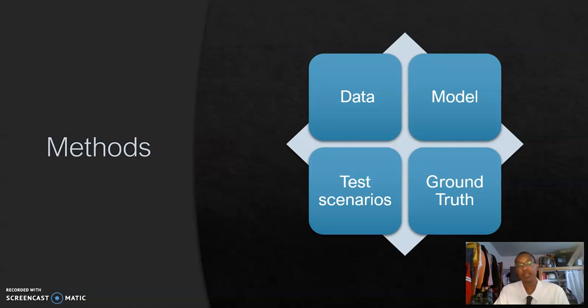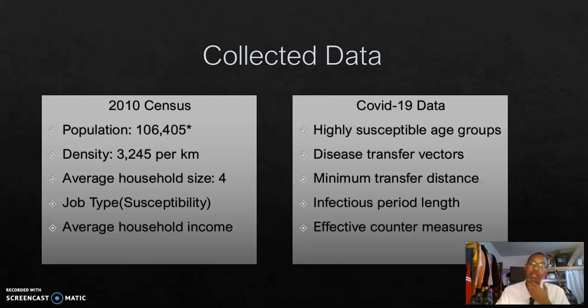So the methods I used were collecting data, creating a model, testing out different models in different test scenarios, and effectively testing those scenarios against the ground truth. But that also meant that I had to figure out exactly what the ground truth was, so I could figure out how best to simulate my model against the ground truth of reality.